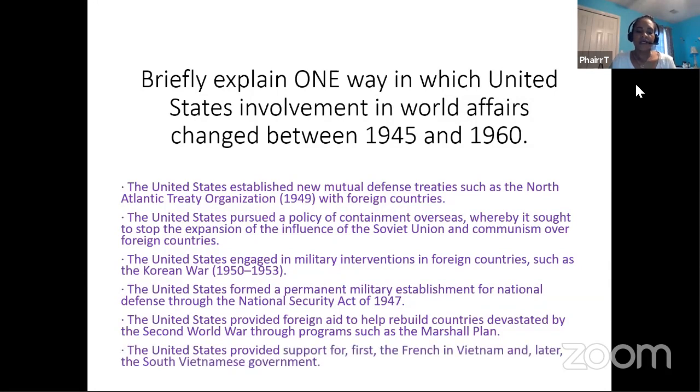And then finally, you could look at how the United States provided support first for the French in Vietnam, and later the South Vietnamese government. And of course, this will lead us into the Vietnam War, which was the longest hotspot within the Cold War itself. So again, all of these are plausible responses if you wanted to briefly explain one way in which the United States involvement in world affairs changed between 1945 and 1960.